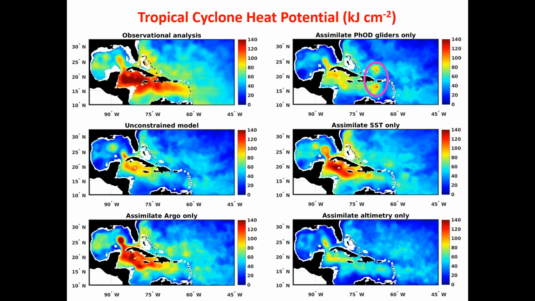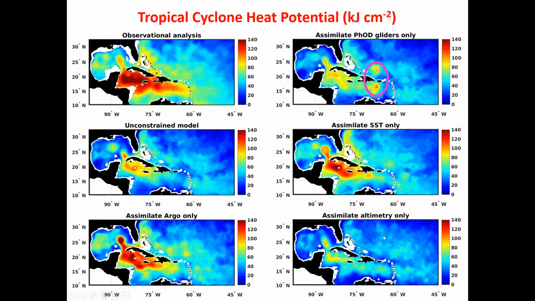In terms of the heat potential, the upper left panel shows the observational analysis of heat potential. And you can see the ocean is quite warm. The middle left panel shows the unconstrained model, and it's clear the unconstrained model is too cold. Now, the other 4 panels look at assimilating individual components of the observing system. Lower left is Argo, upper right the PHOD gliders, middle right SST only, and lower right altimetry only. And some things jump out.